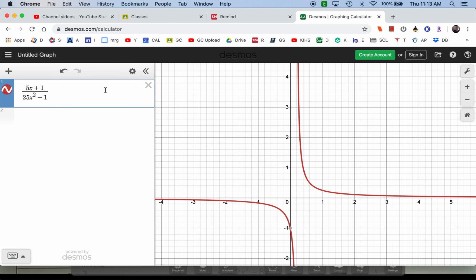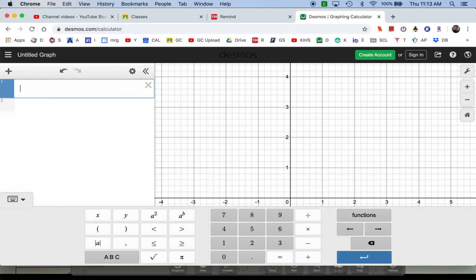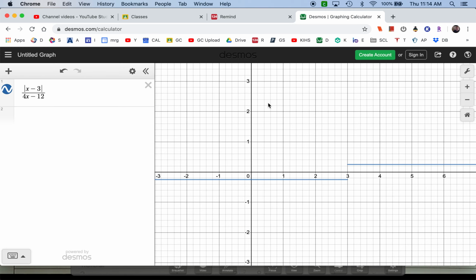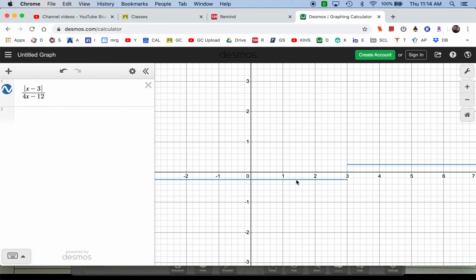The next one is the absolute value. So fraction line, the absolute value of x subtract 3, and then 4x subtract 12. And then what's happening to the left and right as x approaches 3? What's the y value? From the left, it's -1/4, or -0.25. And then from the right, what's the y coordinate? It's 0.25. So from the left, it's -0.25, and from the right, it's +0.25.